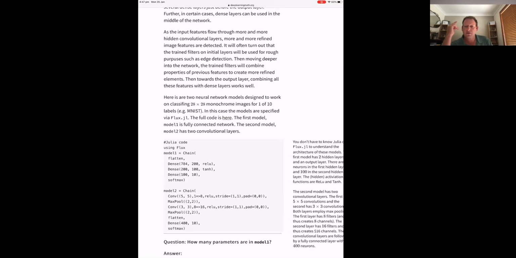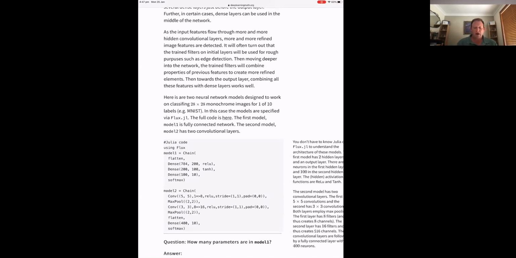There's a question: does fully connected mean fully connected to the previous layer or to the following layer? It means fully connected to the previous layer. That's a nice question, because you can actually, after a fully connected layer, have a convolutional layer.